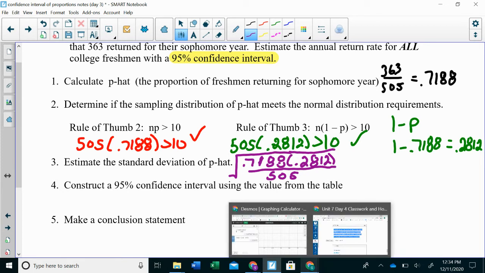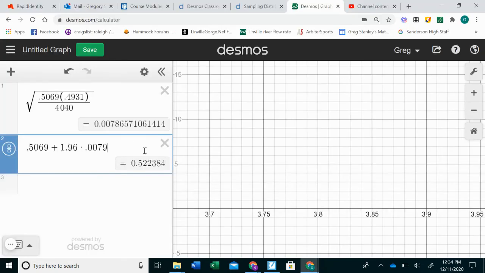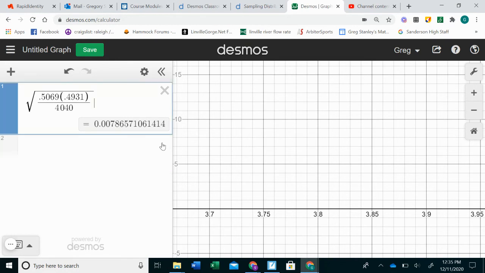I'm not just going to skip over the arithmetic for that, so let's look at it. I'm going to use what you see in the first function box in Desmos, and I'm just going to change the numbers. That way I don't have to retype the whole square root. The first number is 0.7188. The number inside parentheses, that's the 1 minus p, is 0.2812. And then the sample size, instead of 4040, was 505. And by changing those numbers, I've now calculated that standard deviation, and I'm going to go just 0.02.